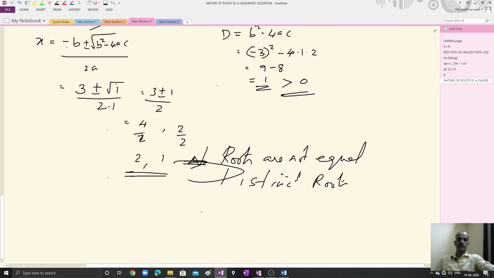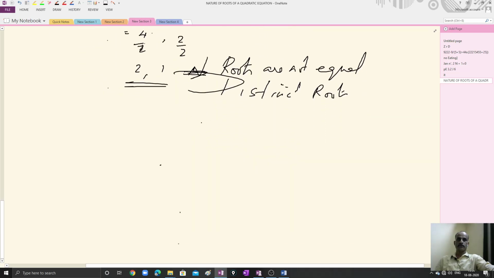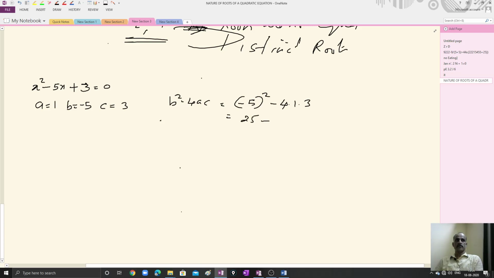Let us consider one more example of the same type: x square minus 5x plus 3 is equal to 0. a is equal to 1, b is equal to minus 5 and c is equal to 3. b square minus 4ac, the discriminant value, will be equal to minus 5 whole square minus 4 into 1 into 3, that is equal to 25 minus 12. So, that is equal to 13.